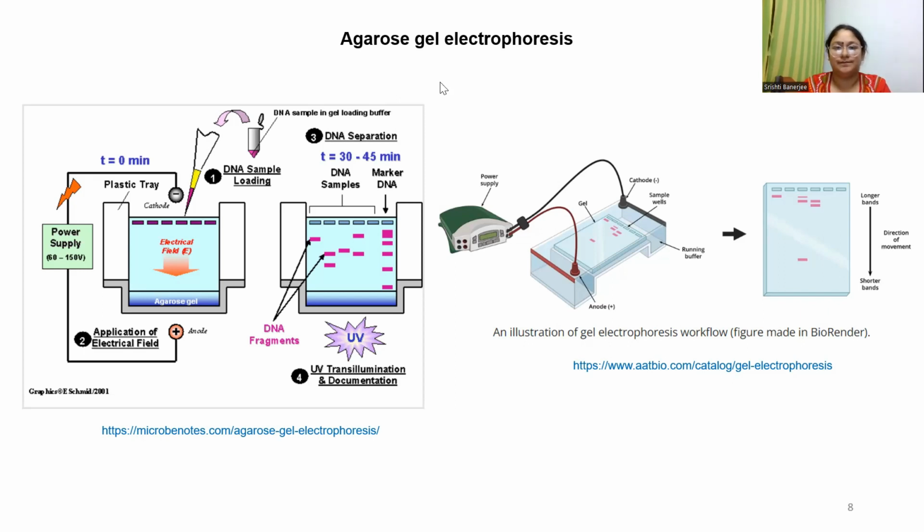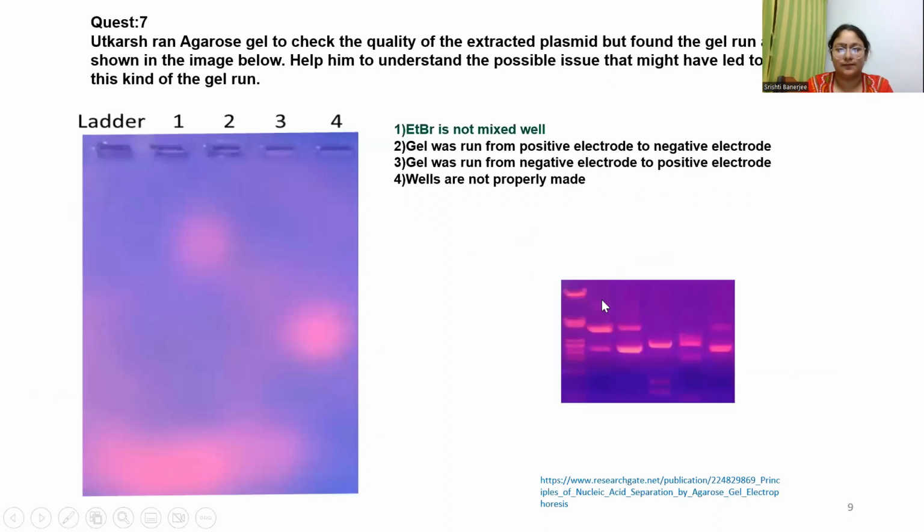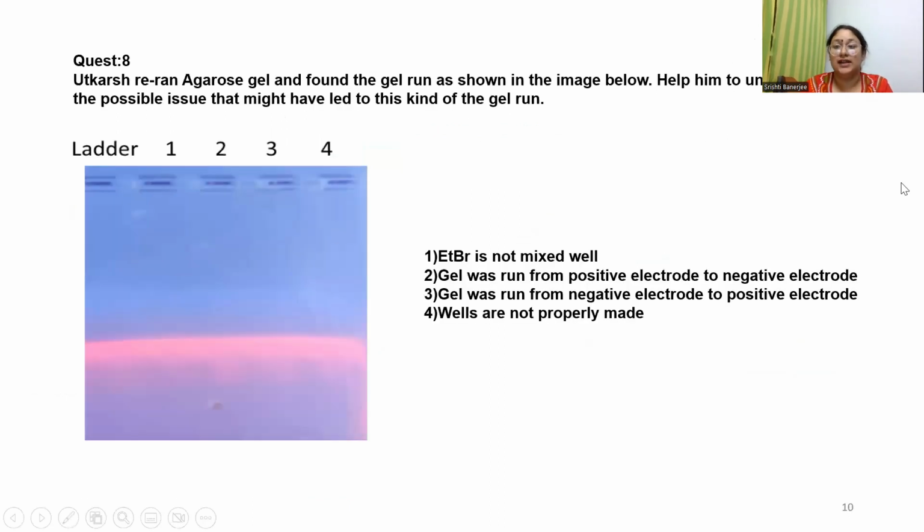Clear? Okay, so that was the answer, that the dye was not mixed properly. Let's go to the next question. It is also from a gel.